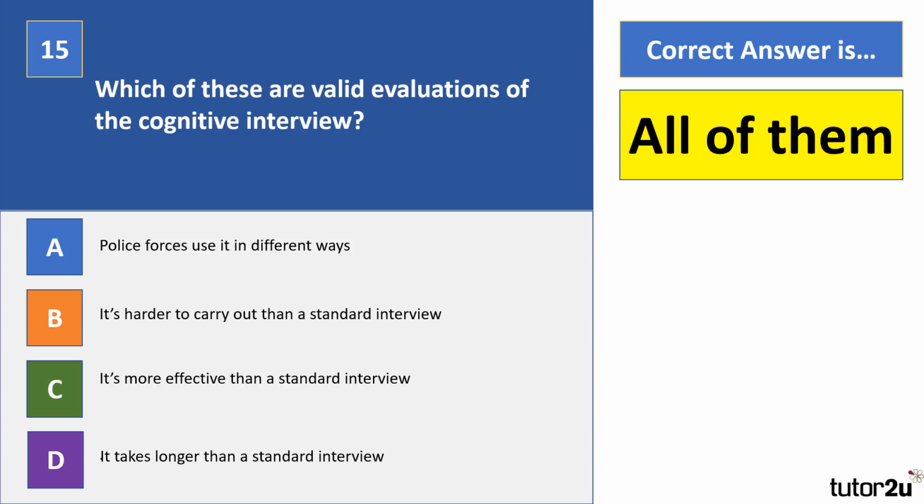So any of these statements, the point being that we could take them and develop them into a nice evaluation of the cognitive interview. Let's just take A here, for example. So within A, we can explore the fact that there's many inconsistencies in the way the cognitive interview is used, with different forces tending to pick and choose the parts of the cognitive interview that they like the most. Now, this is obviously an issue when it comes to considering comments about the reliability of the cognitive interview, which is obviously difficult to establish if different police forces are using different elements within the cognitive interview.